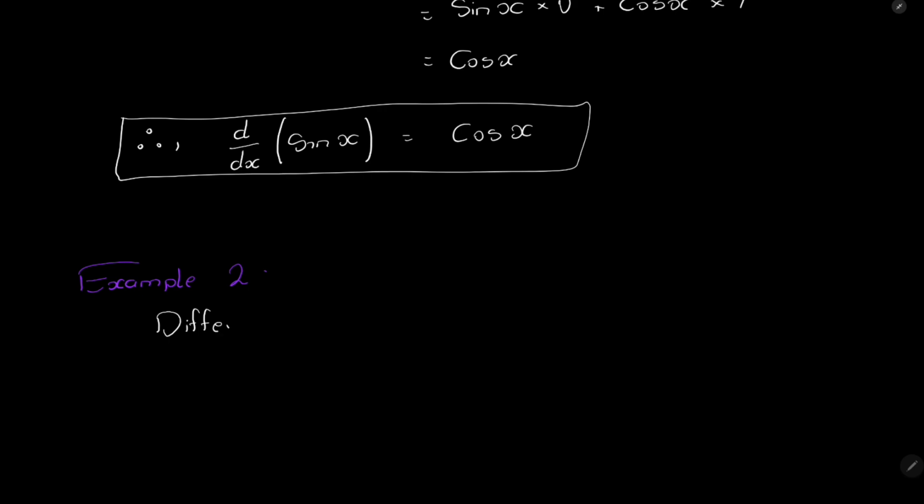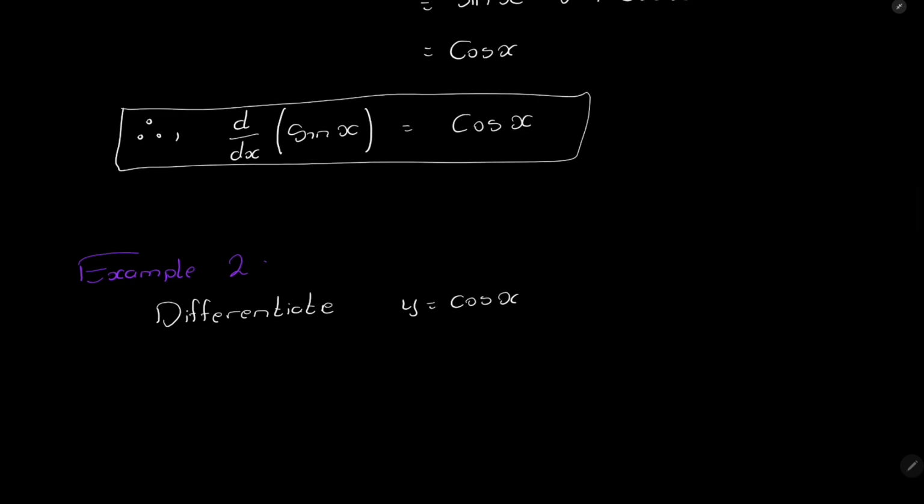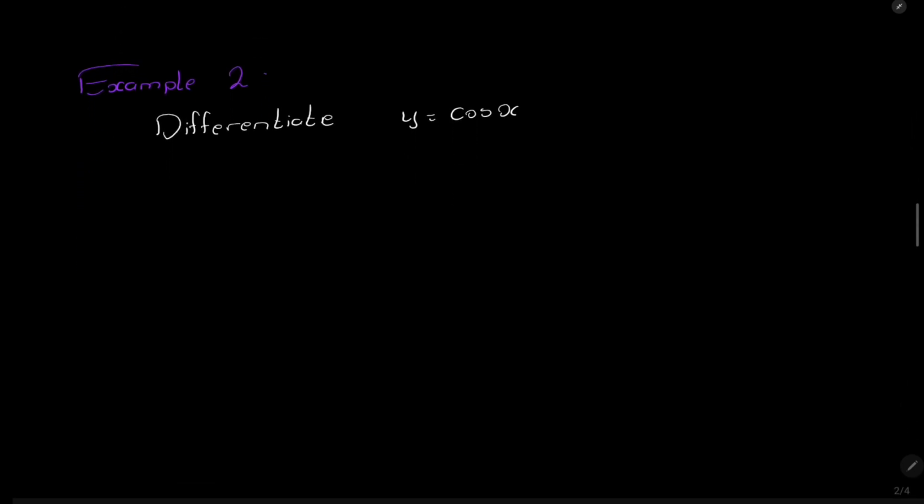Differentiate y equal to cos x. Following the same steps and still using first principle, the first thing we still do is recall our formula for first principle. What does our formula for differentiation using first principle tell us?